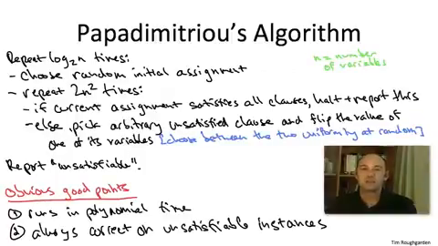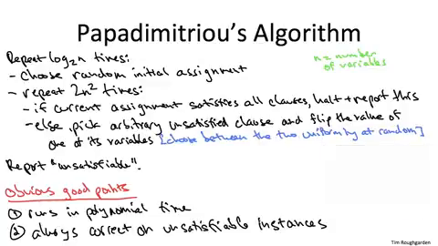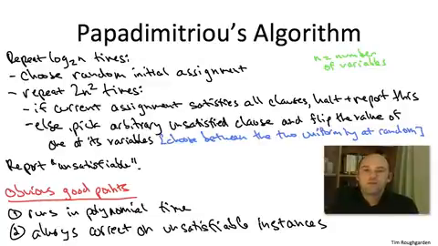Let me remind you the details of Papadimitriou's two-sat algorithm. Consider an instance of two-sat. Suppose it has n Boolean variables. The algorithm has two for loops. The outer for loop, its only responsibility is to run log n independent random trials. In each iteration of this outer for loop, we're just going to do randomized local search.